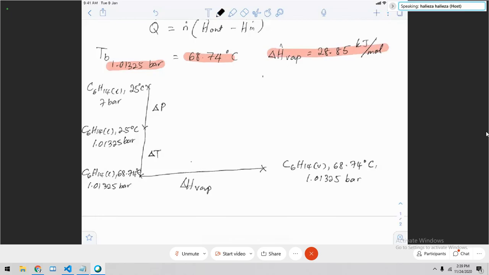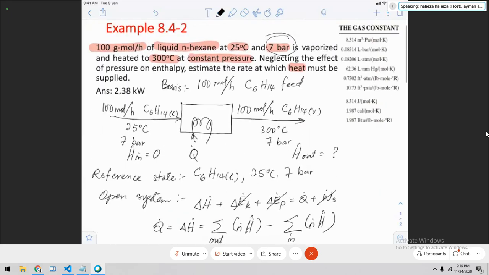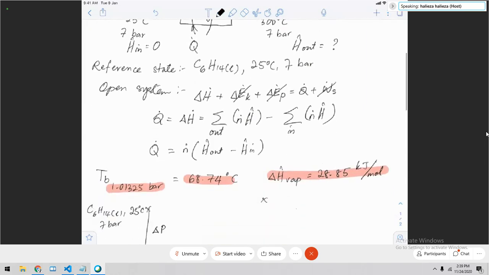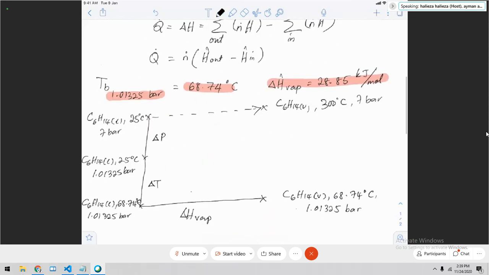Because your final condition is not at the boiling point. The final condition is at 300. You are having a vapor at 300 degrees C and 7 bar. That is your final point. You need to go from your liquid to your final point. So, what next to do? Change the temperature to 300 degrees C and same pressure. Okay, same pressure, same vapor to 300 degrees C. You change the temperature, but same 1.01325 bar.